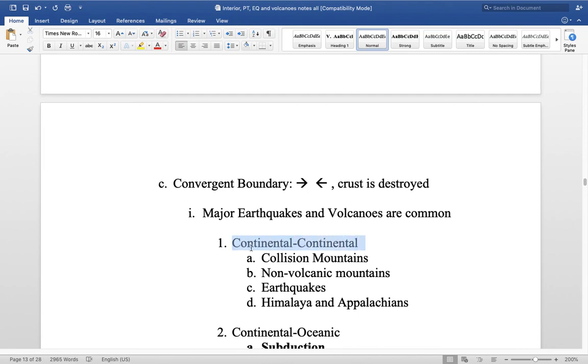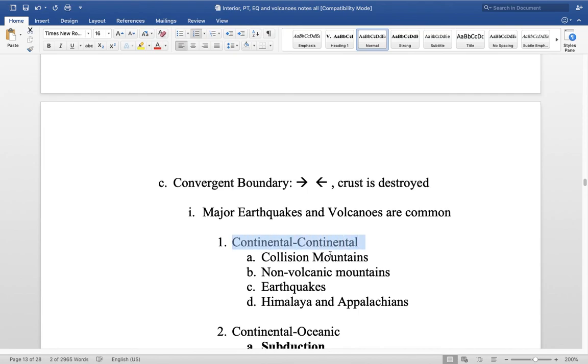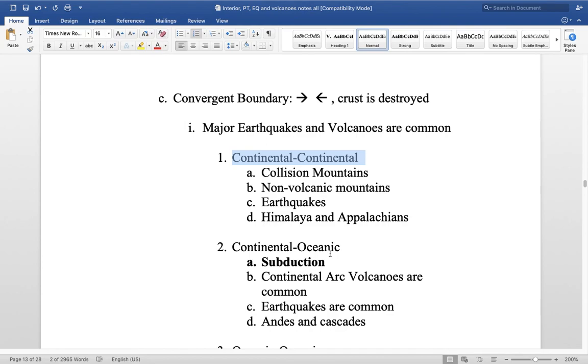There is a continental type of convergent boundary. That means two continental plates are going to collide. They're both low density. And what's going to happen there is when two continental plates collide, you're going to get non-volcanic mountains. So you're going to get tons of mountains, but they're not going to be volcanic. You're going to get major earthquakes. And the Himalayas and Appalachians are real examples on Earth where that has happened. So these are examples of continental.